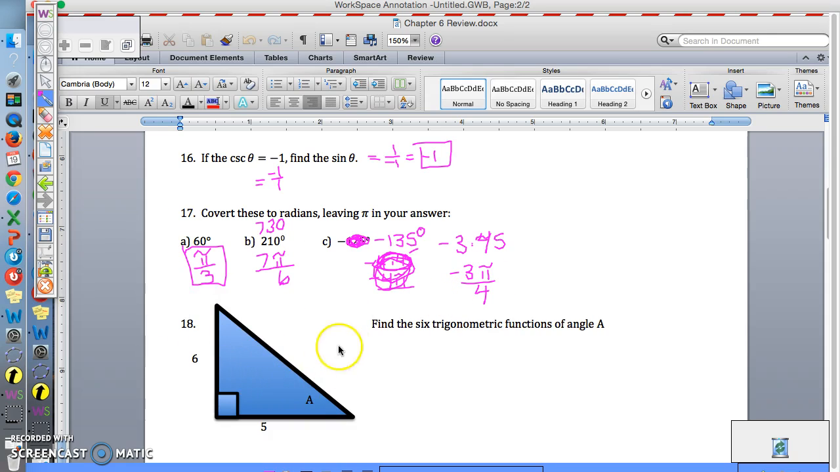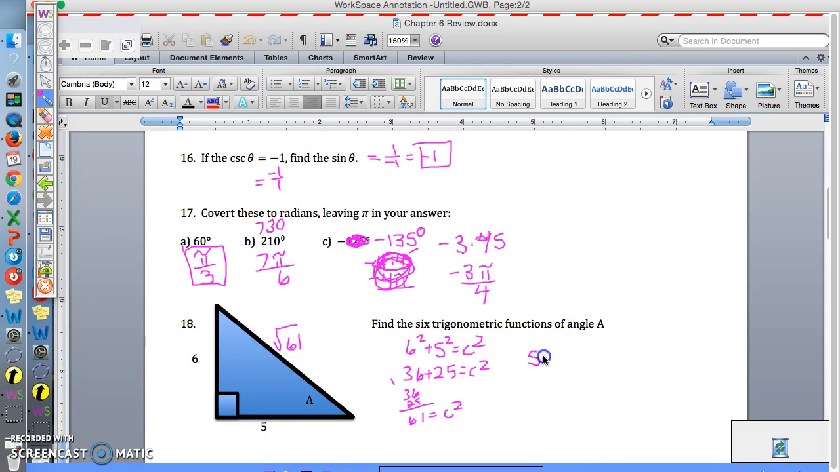And then we're asked to list the 6 trigonometric functions. So let's do the Pythagorean theorem first. 6 squared plus 5 squared equals c squared. So 36 plus 25 equals c squared. So we have 61 equals c squared. So we have the square root of 61.